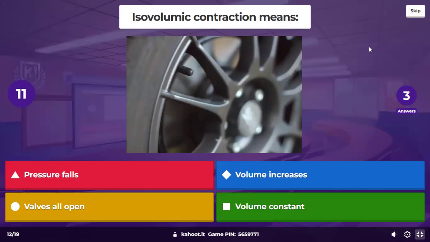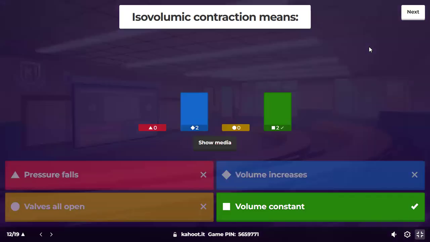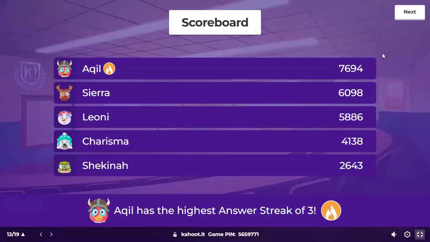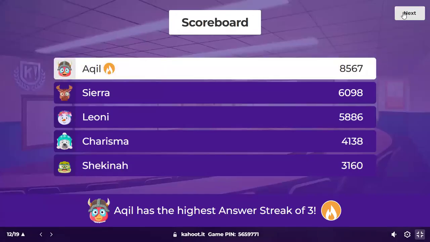I don't think we did this one. We didn't do isovolumic contractions, right? But hopefully y'all know that from class. No, we didn't. Okay. It is volume is constant. The volume is constant during isovolumic contractions. Okay. Guess everyone the same.